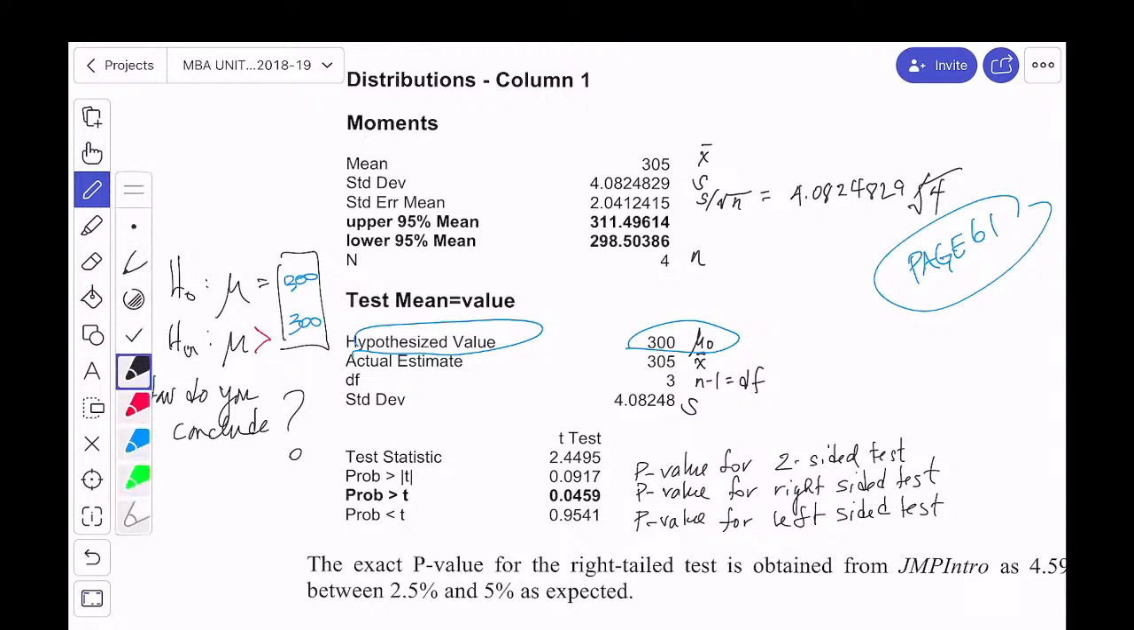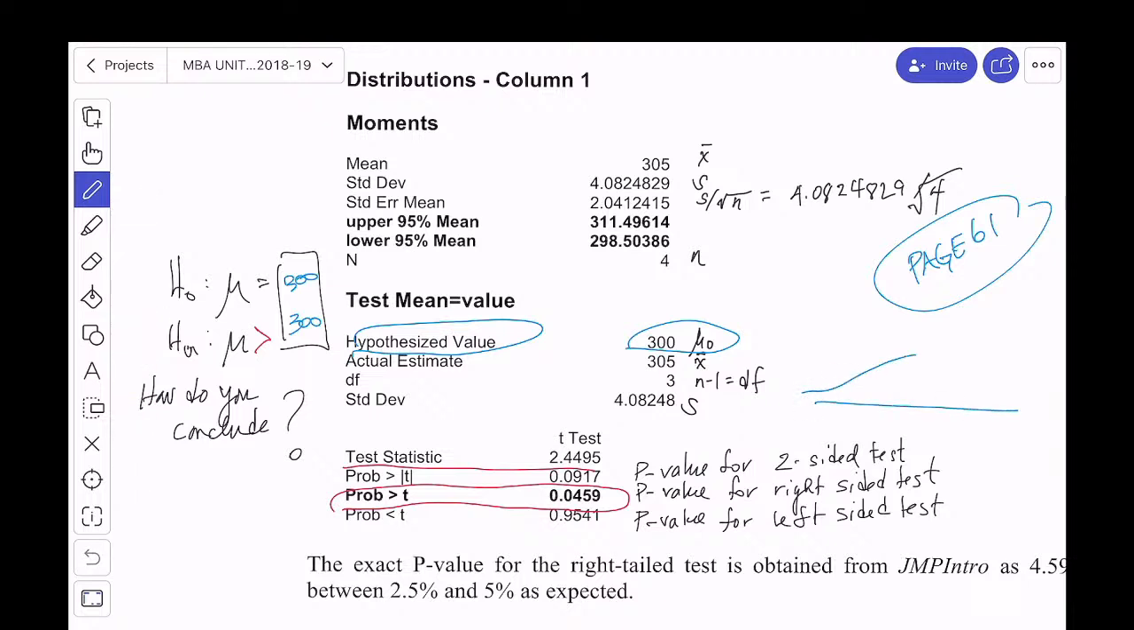So you're going to use this result here. You could draw a picture. The t-stat is given to you here. So you could draw a picture for yourself. And this is T3, degrees of freedom. And you will mark the t-stat as 2.4495, which is up here, and the p-value gives you 0.0459. That's the information you've been given.